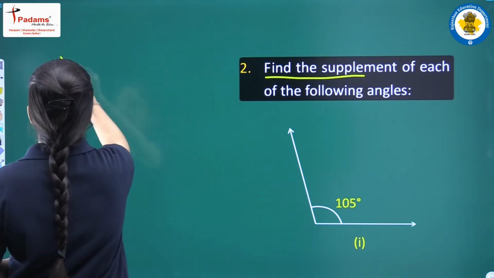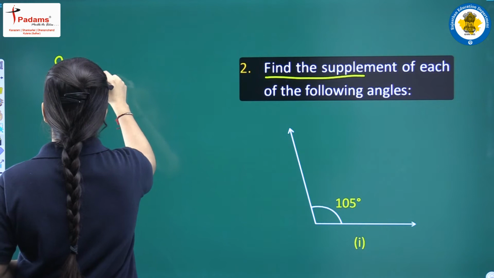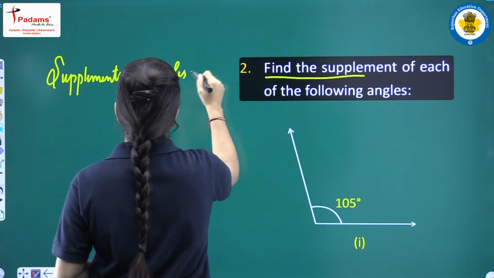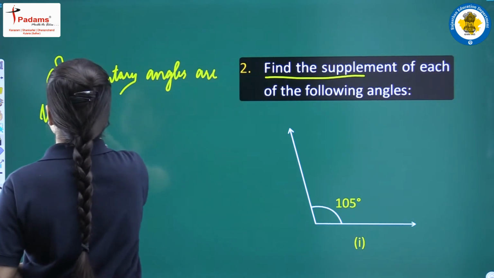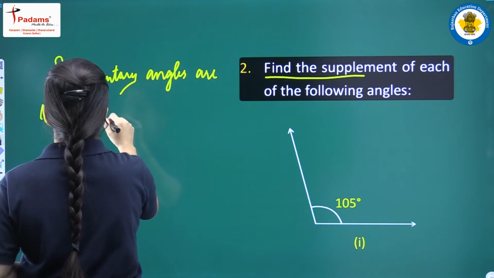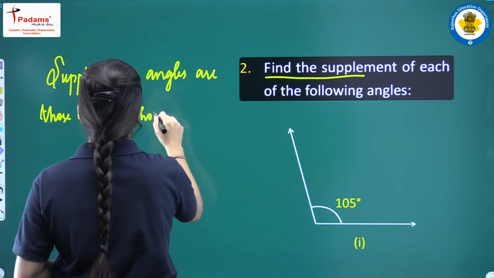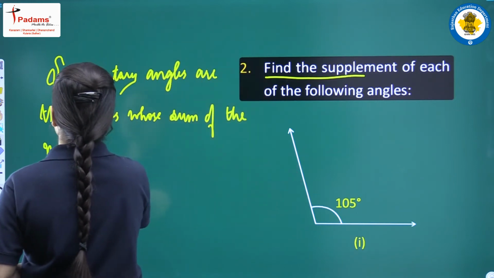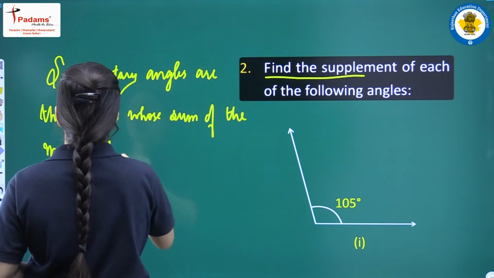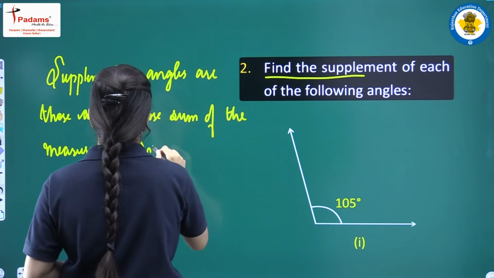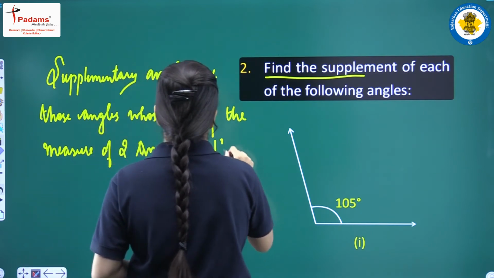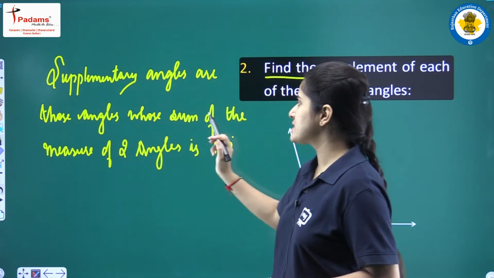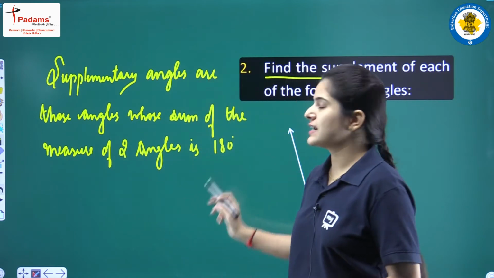Okay students, let's write it. Supplementary angles are those angles whose sum of the measures of two angles is 180 degree. Okay students, have a look. Supplementary angles are those angles whose sum of the measures of two angles is 180 degree.